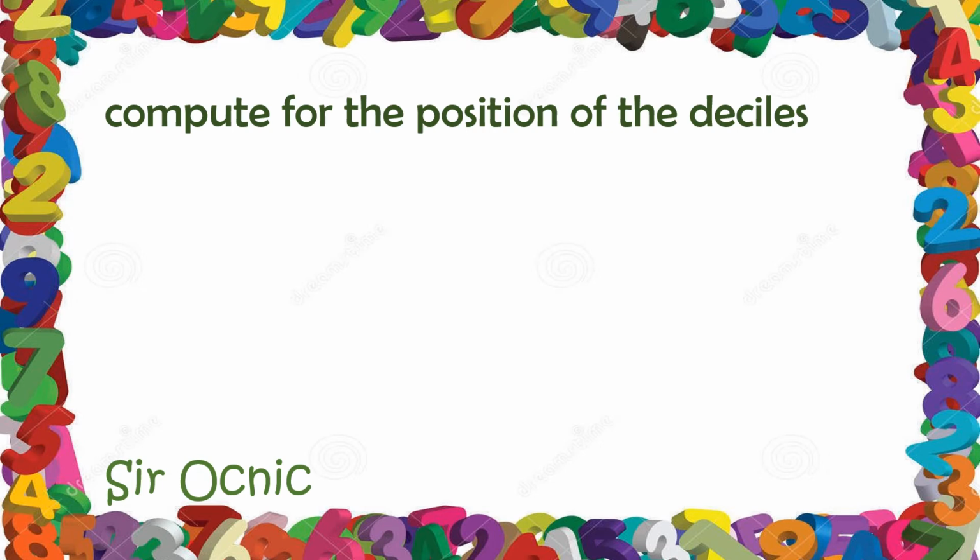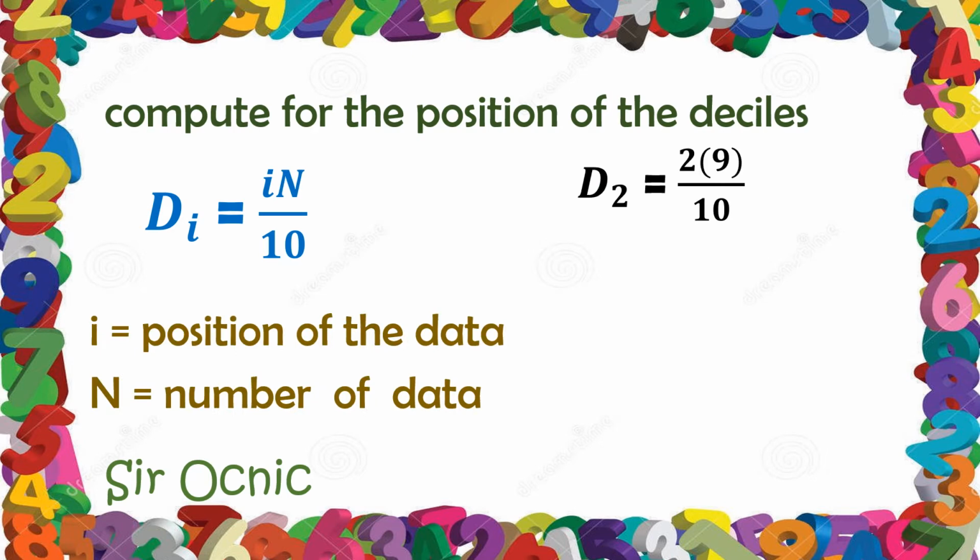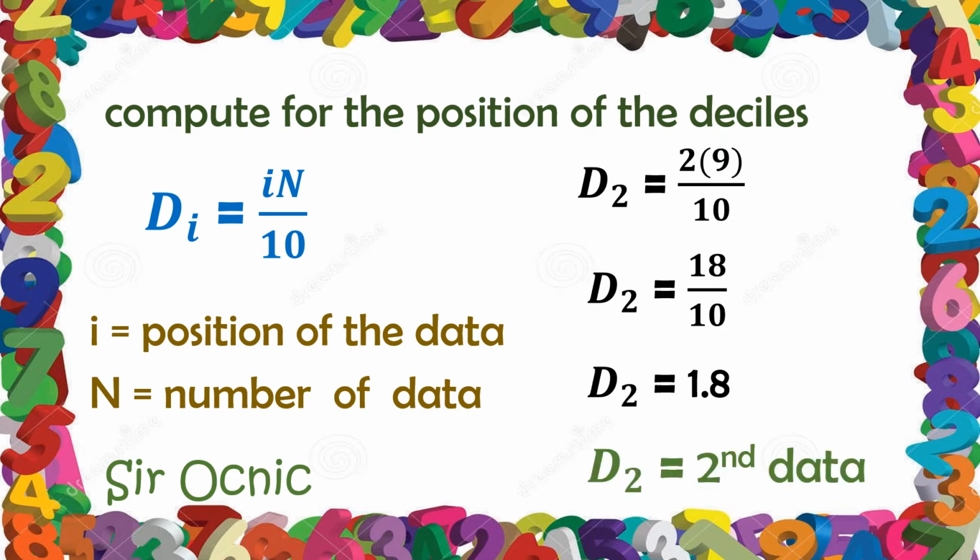Let us now compute for the positions of the deciles. For the second decile, that is 2 times 9, which is the total number of observations, all over 10, which is equal to 18 over 10 or 1.8. Since this is not an exact number, therefore the second decile is at the second data.